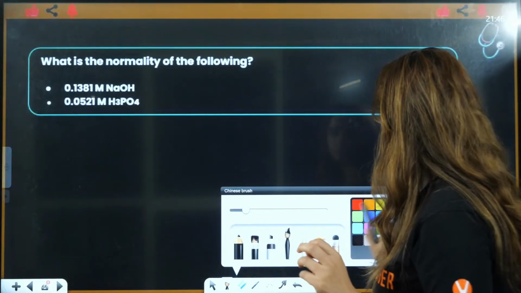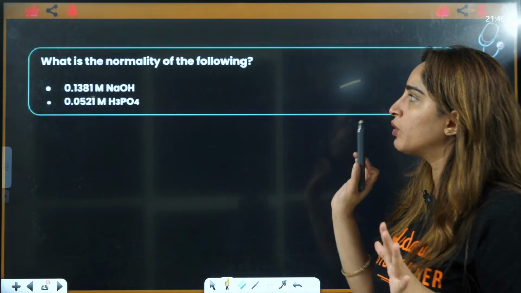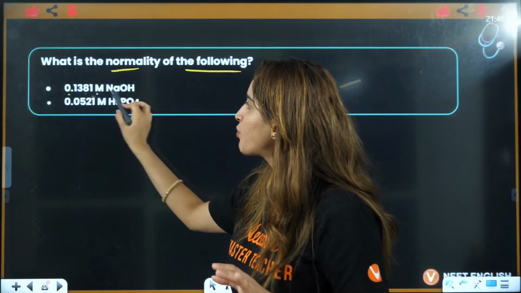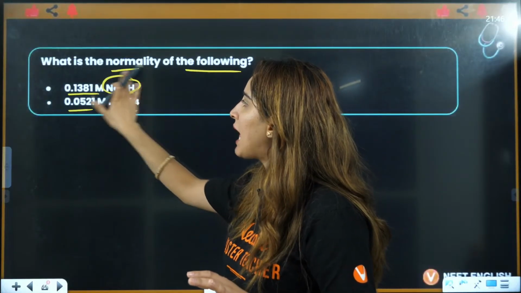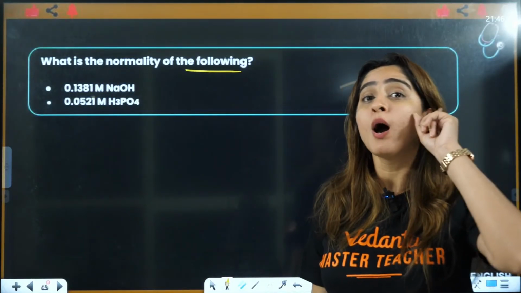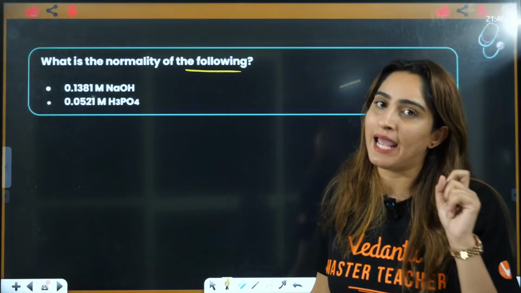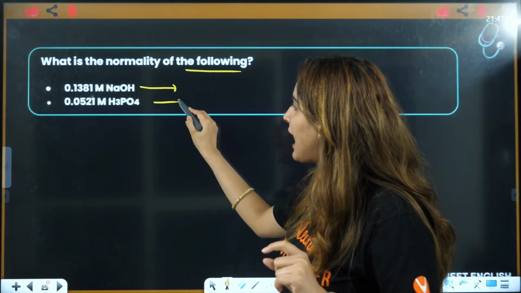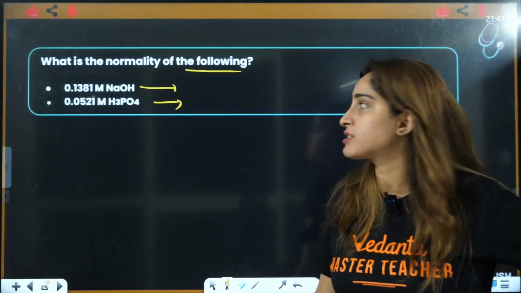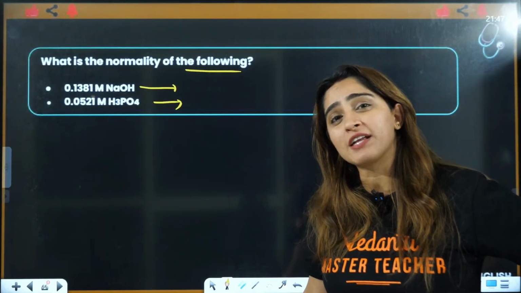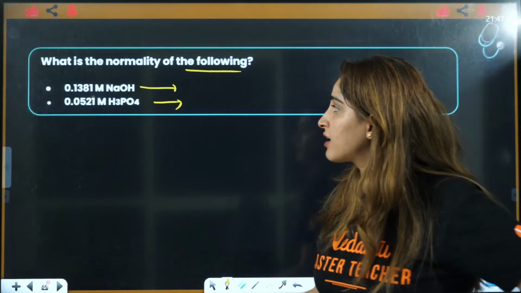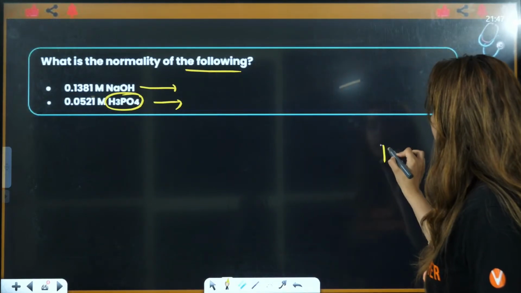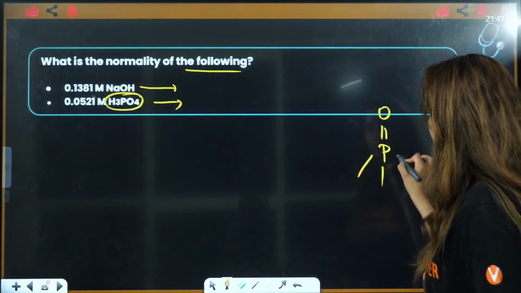Now, they're asking you one very important thing, that is the normality of the following. This is molarity and this is also molarity given to you. You just have to multiply molarity with the n factor. Can you calculate that? What is the n factor of NaOH? What is the n factor of H3PO4? You know, the n factor of H3PO4 is where students get stuck. Here you should also know inorganic chemistry. I'll teach you, right?